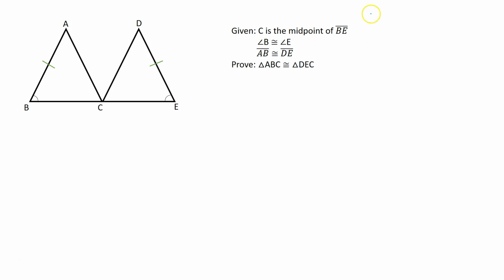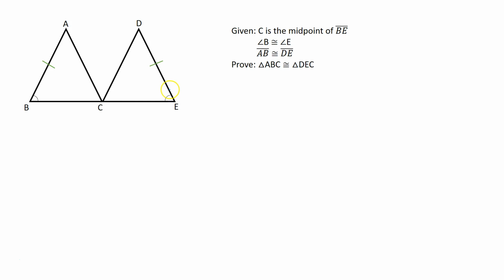The first one over here is that C is the midpoint of BE, so we can see that C is in the middle of this long line that goes across the two triangles, BE. Then we're given that angle B is congruent to angle E, so that's angle B on one end of this triangle and angle E on one end of this triangle. And then lastly, we're given two lines. Line AB is congruent to DE. So AB, again, is on the triangle on the left, and DE is on the triangle on the right.